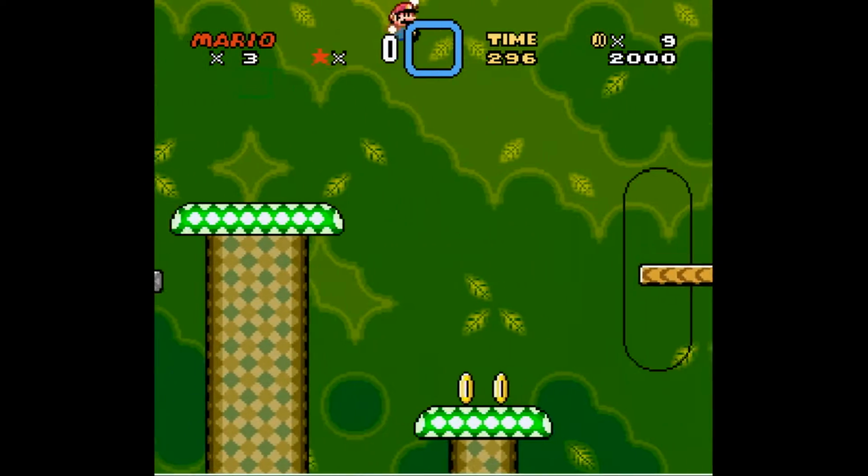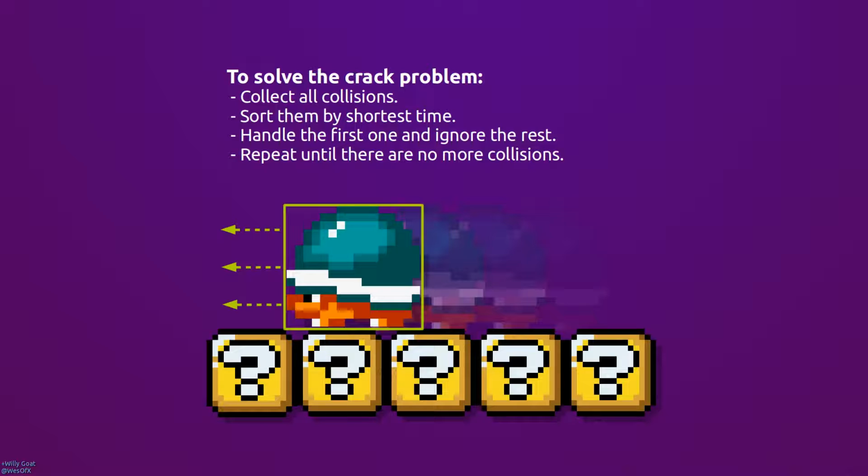To solve the crack problem, you collect all the collisions, and then sort them by which ones happened first, and then handle the first collision and throw the rest out. And then you just continually recollect the collisions, sort them, process the first one, until there's no more collisions.